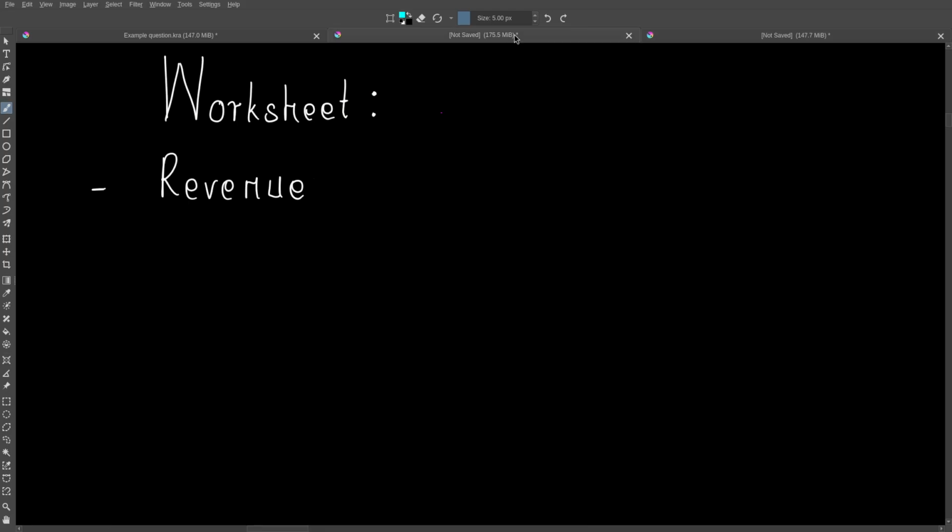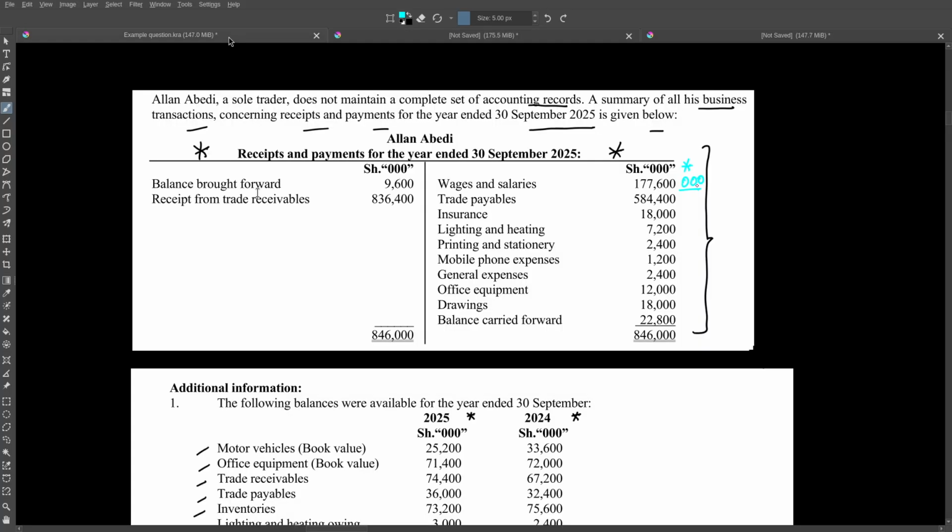So let us come to our worksheet here. We need to calculate our revenue. With the information given, how do we arrive at our revenue? So we have been told that receipt from trade receivables is 836,400 during the period. So this is the amount of money that was received out of selling the goods, or if it is services Alan is providing, whichever.